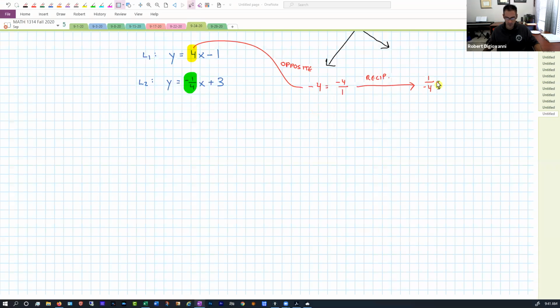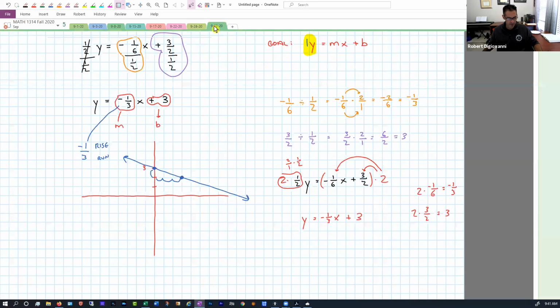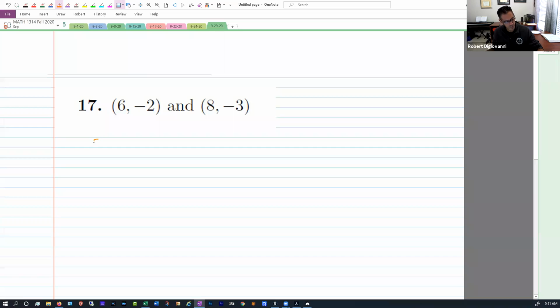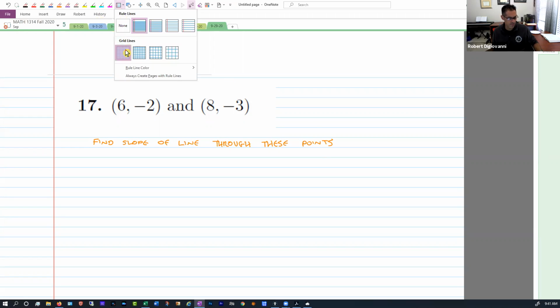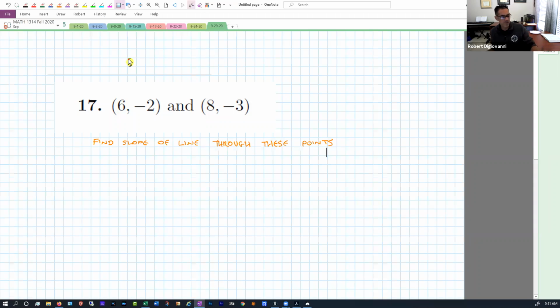And get to today's notes. So let's find the slope of the line through these points. Okay, those are the instructions for this problem. So we don't need to do this, but I'm going to.